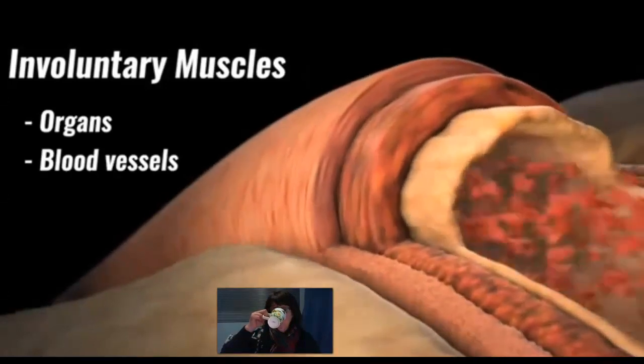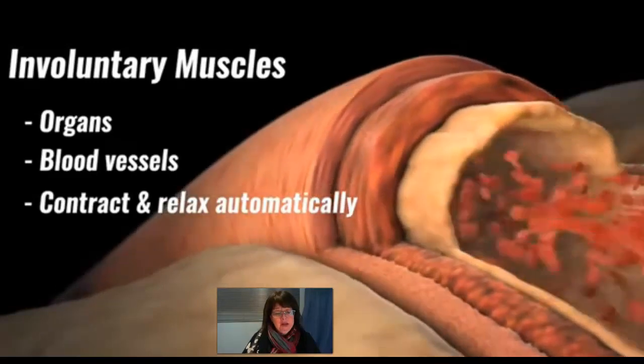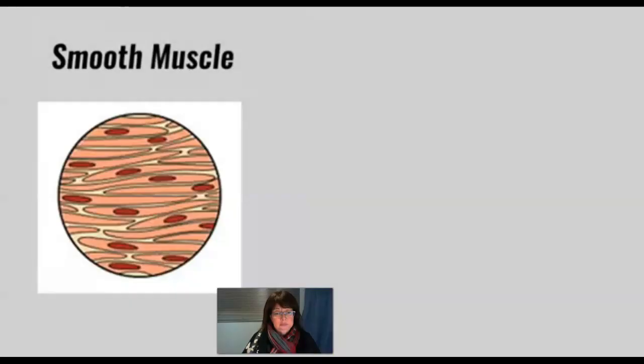Fixator muscles are a type of skeletal muscle whose primary purpose is to stabilize joints. For example, the rotator cuff muscles help stabilize the shoulder.